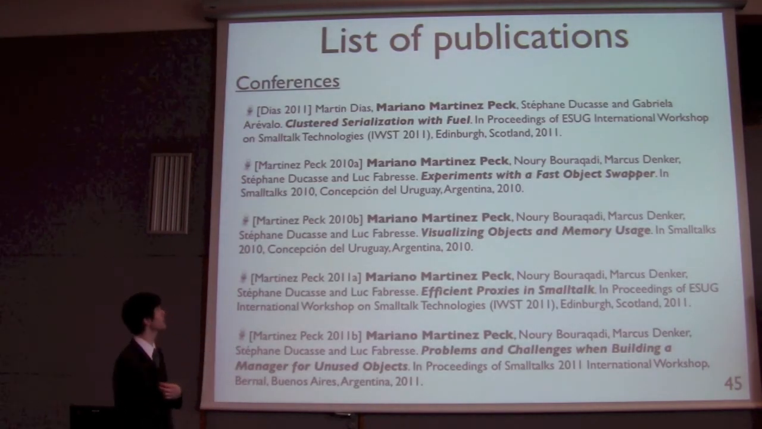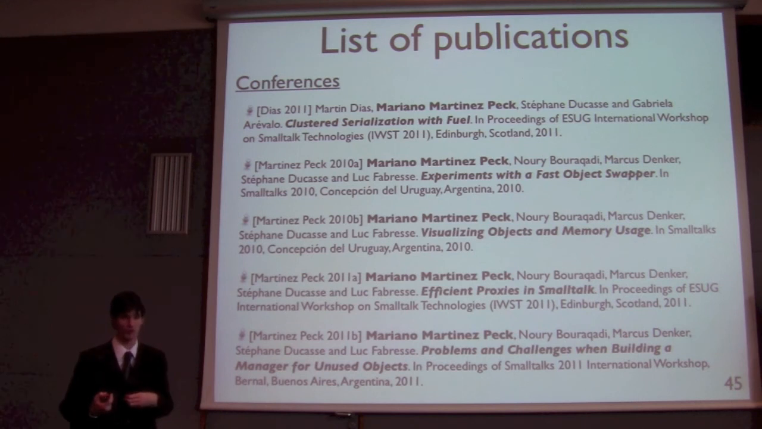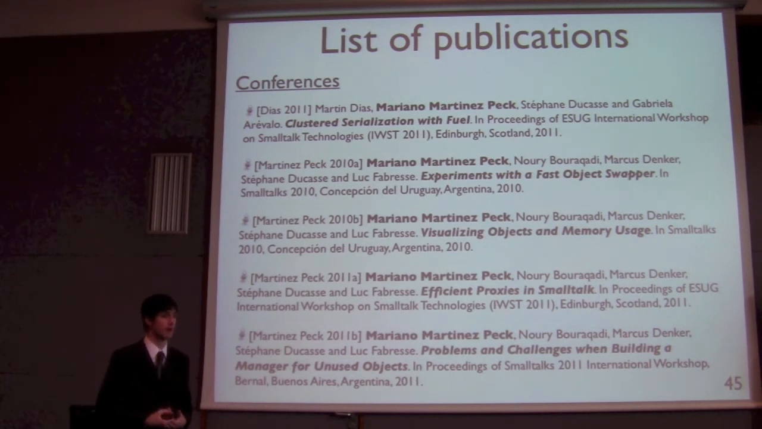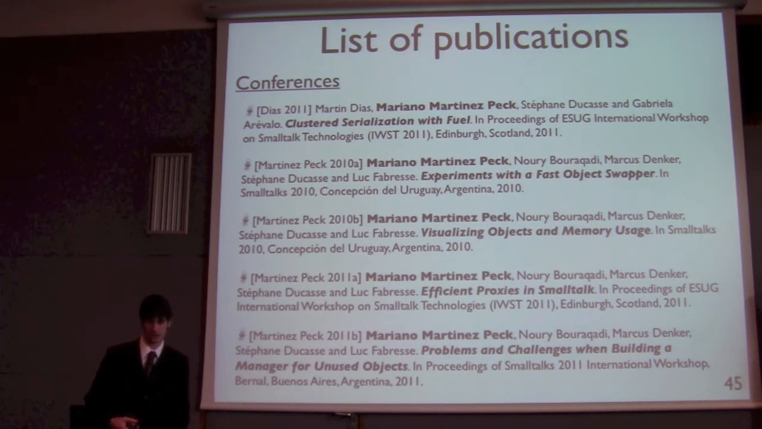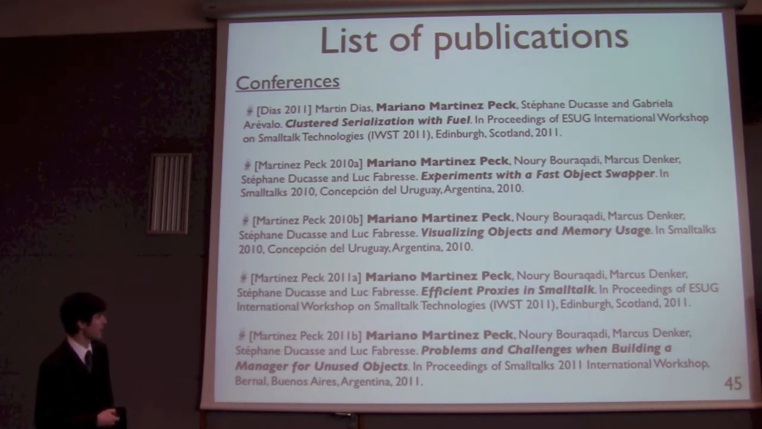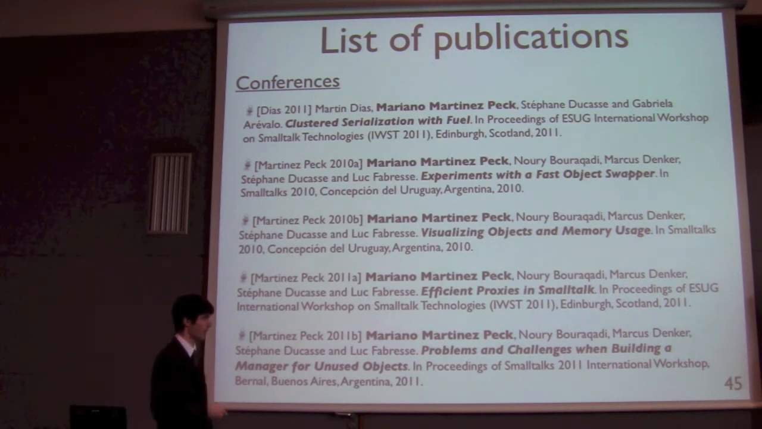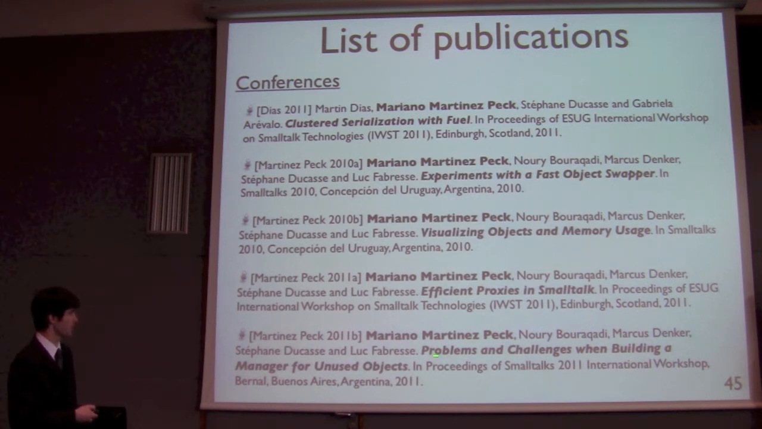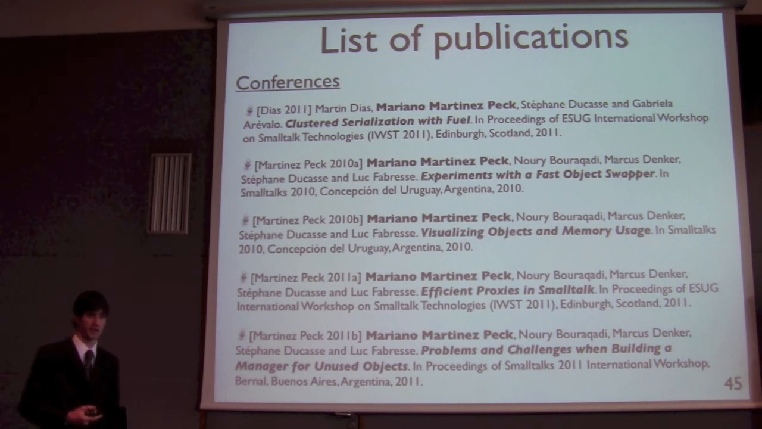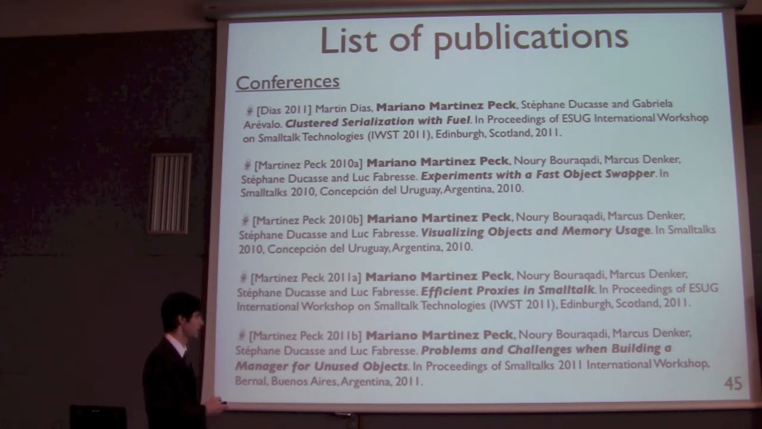So this is my list of publications. I have 5 papers in conferences. One is about Fuel. Another one, at the beginning of my PhD, is a deep analysis of the image segment object swapper. Before doing Marea, I wanted to make sure what we had. Then we wrote a paper about the visualization that I have just shown you. Then we have a paper about efficient proxies in Smalltalk, where I present the implementation of Ghost. And finally, a paper with a theoretical background with all the problems and challenges when building a system like Marea.